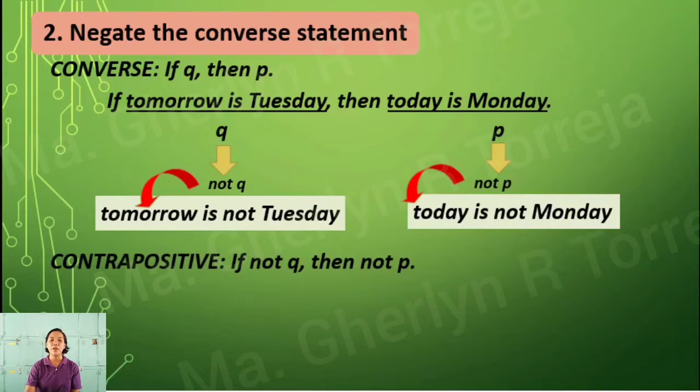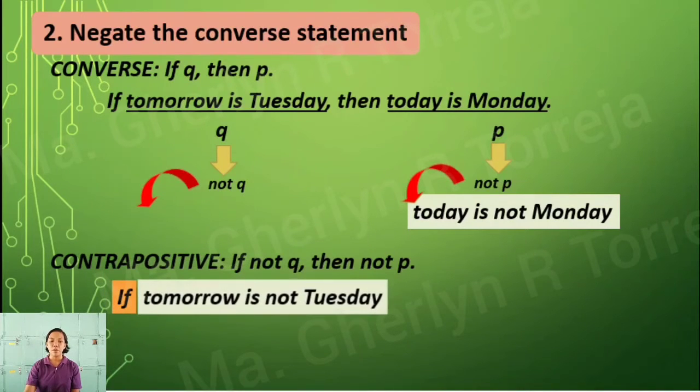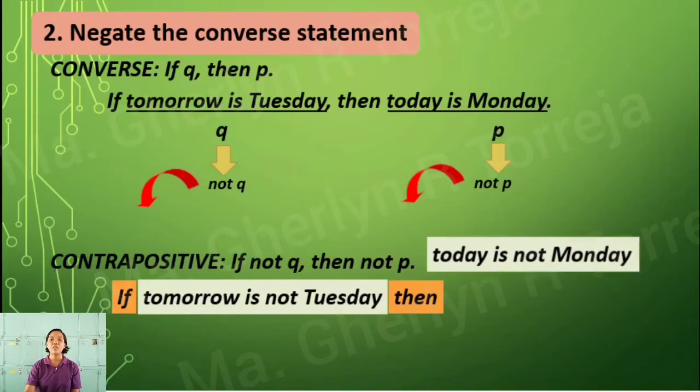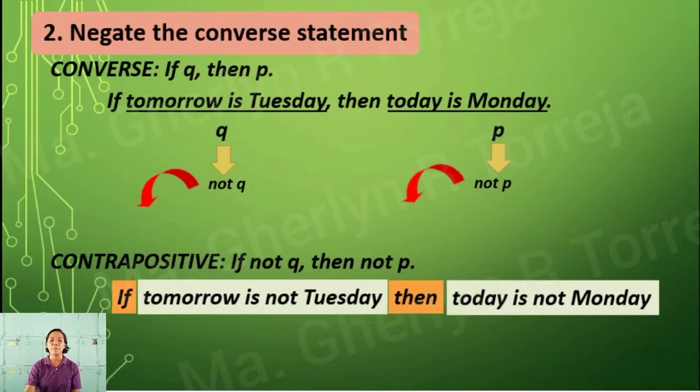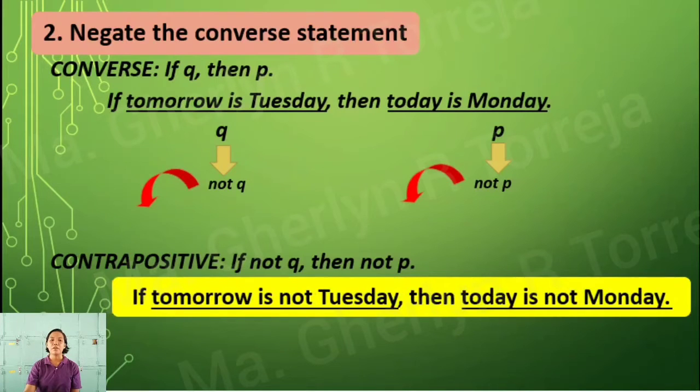Let us now write the contrapositive. If tomorrow is not Tuesday, then today is not Monday. If tomorrow is not Tuesday, then today is not Monday. Nakakasunod po.